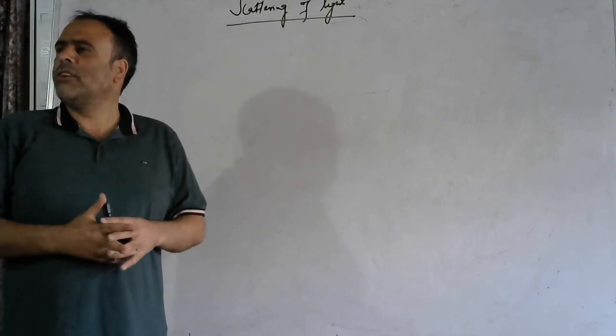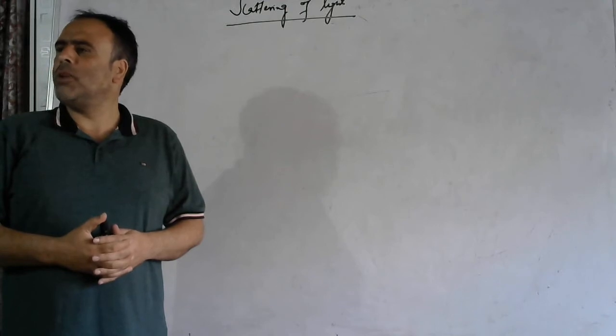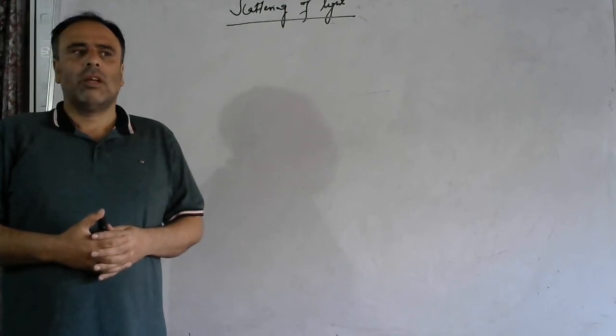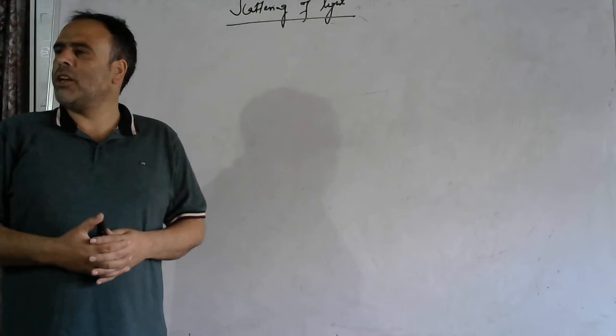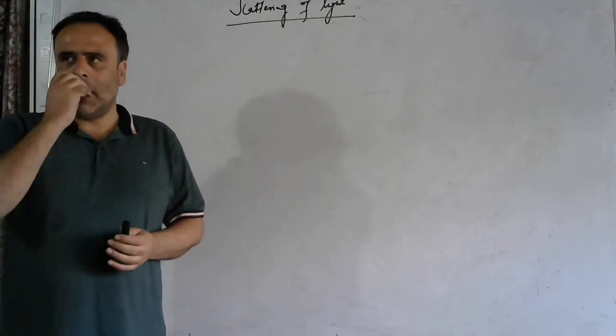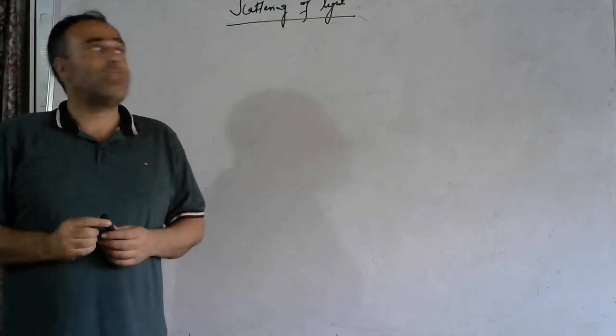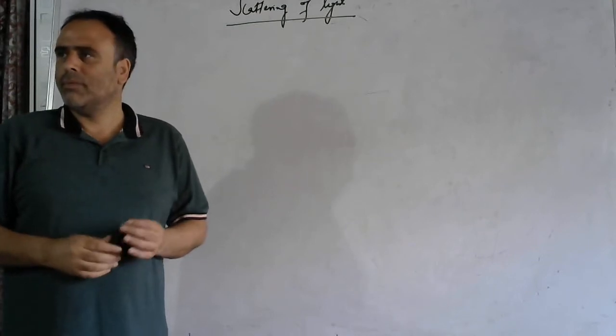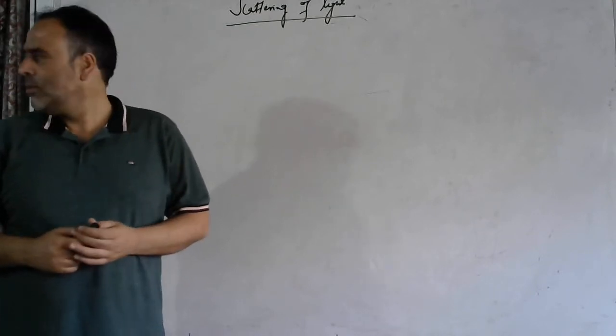We have finished prism theory and the dispersion of light. We have also done some numerical problems in that portion. And now let us today discuss the scattering of light. Scattering of light.